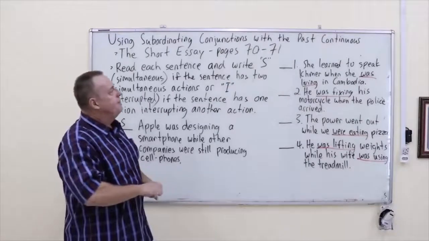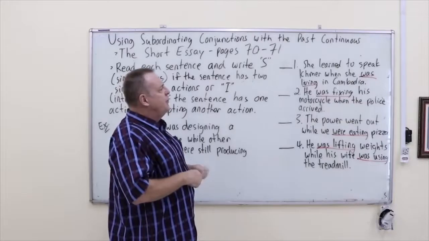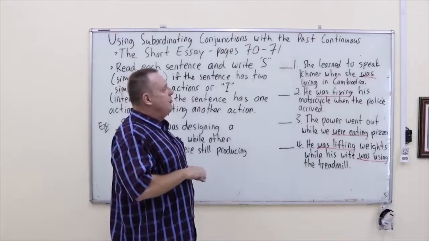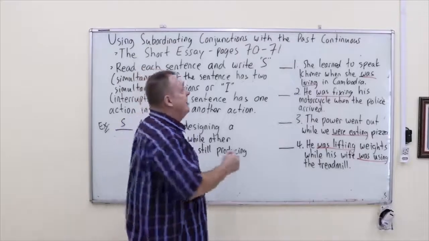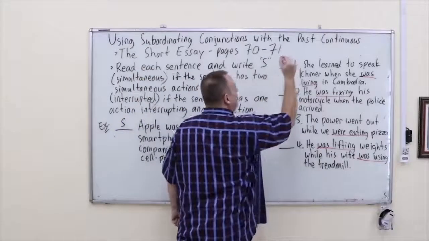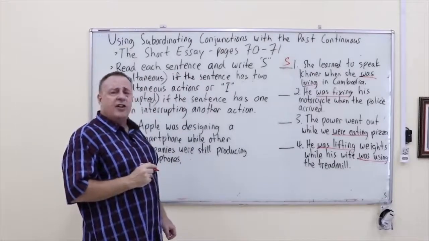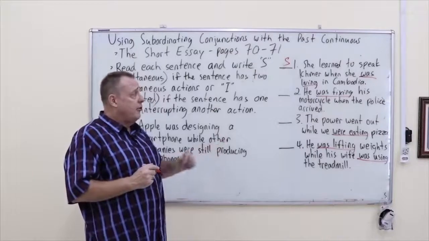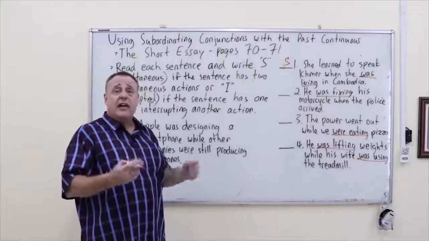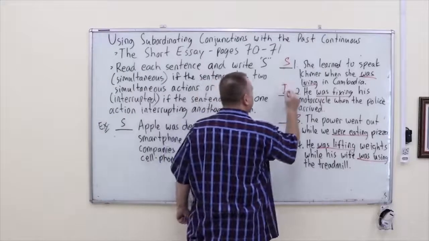Okay, now let's have a look at these. So for number one, she learned to speak Khmer when she was living in Cambodia. Well, that would be a simultaneous activity, so let's give it an S. Number two, he was fixing his motorcycle when the police arrived. Okay, so the police arrived and basically interrupted him. So we will give that one an I.